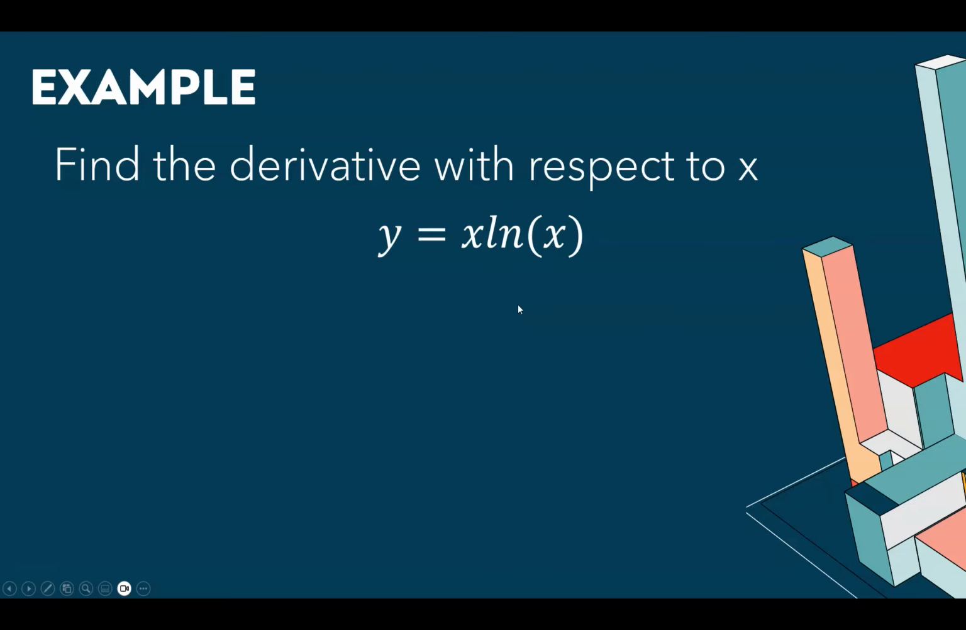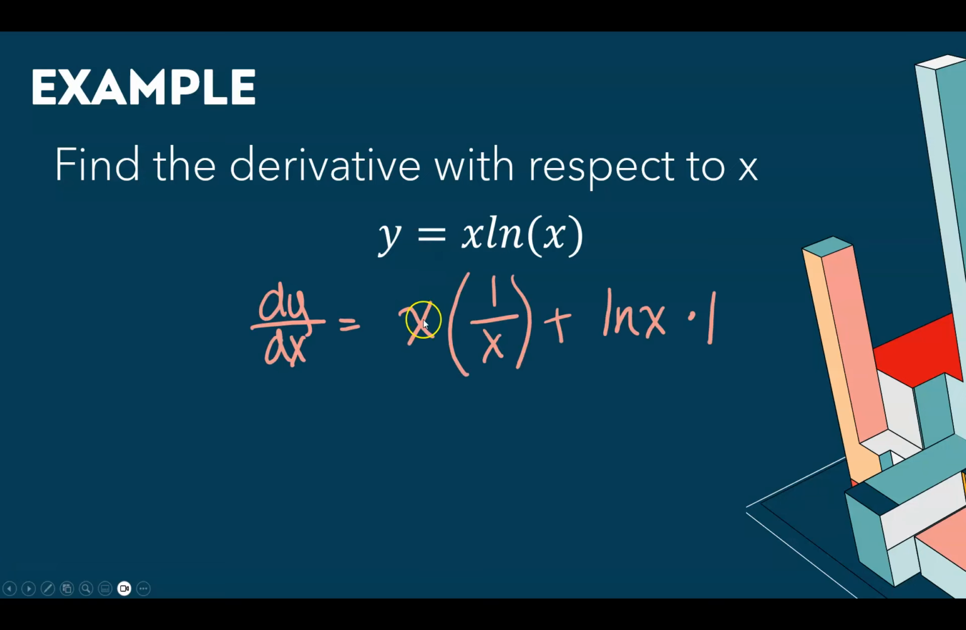How are we going to find the derivative of x natural log of x? Product rule. The derivative of a product of two functions is the first function, x, times the derivative of the second.